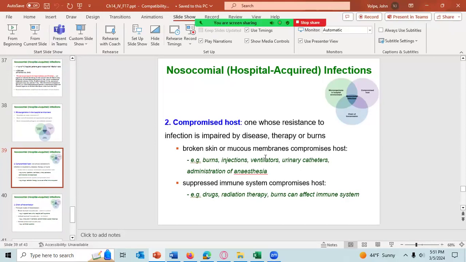And then the patient may have a suppressed immune system. First, they may be sick, so the immune system isn't going to be strong to begin with. They may be taking drugs, which will suppress their immune system. They may be having radiation therapy, which will be suppressing their immune system. Or they may have a burn, which is suppressing the immune system. So they'll be more susceptible to getting the nosocomial disease.